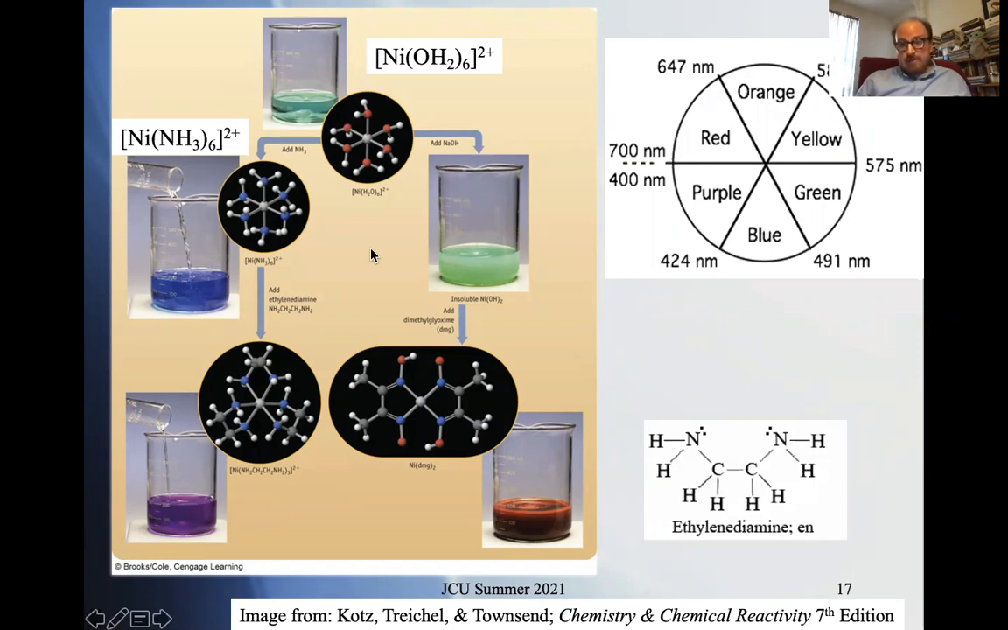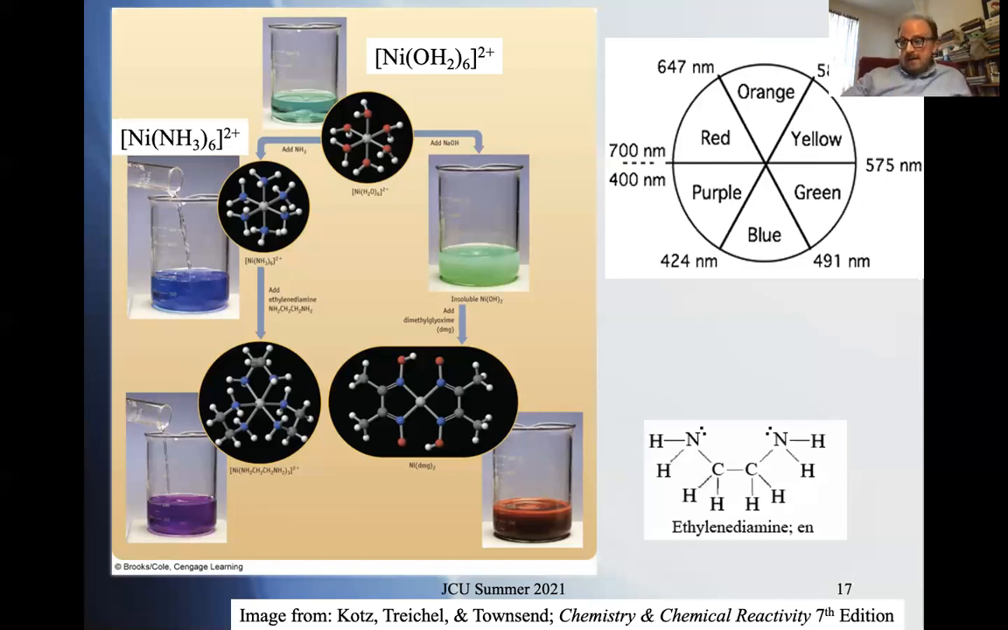Now, ethylene diamine is stronger yet than ammonia. So we add in our ethylene diamine, and now our solution went from blue to purple. So we say, okay, a purple solution now absorbs yellow light, right? And again, going from orange absorbance to yellow absorbance is higher in energy, right? Those d orbitals are being split more.